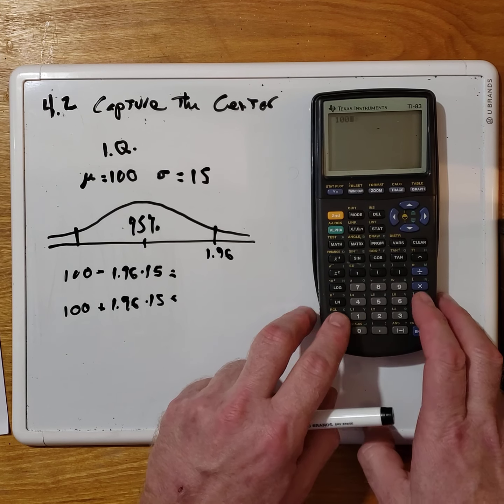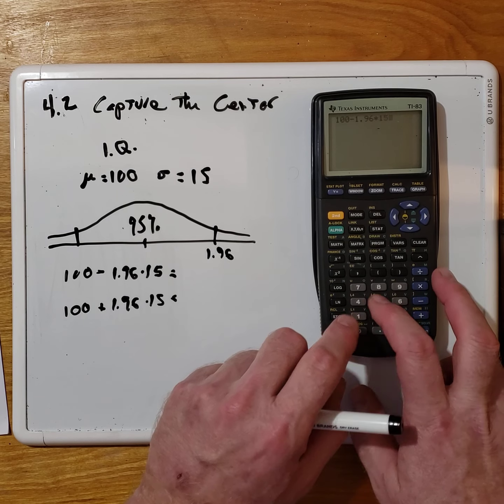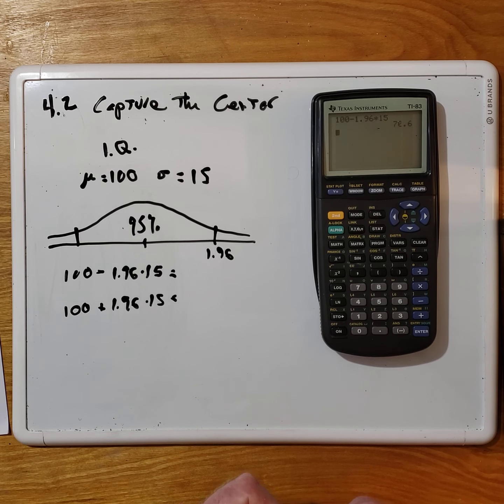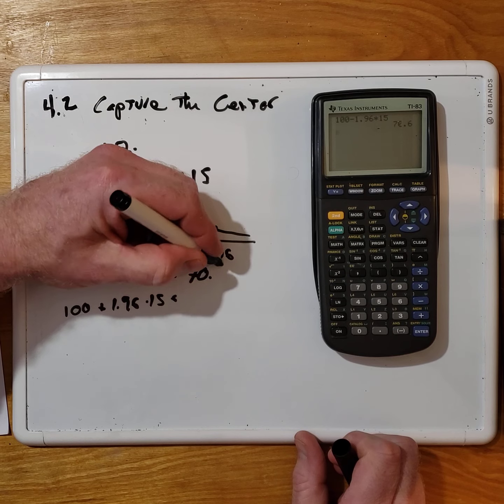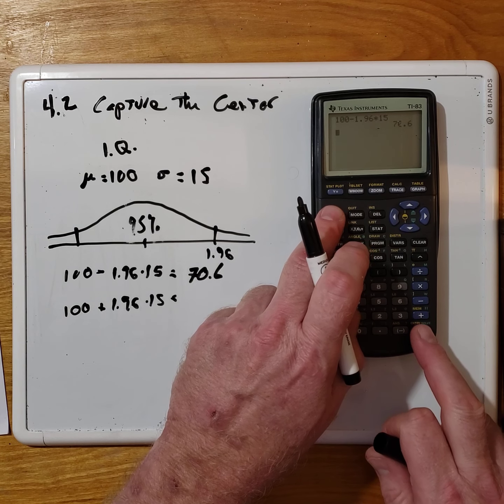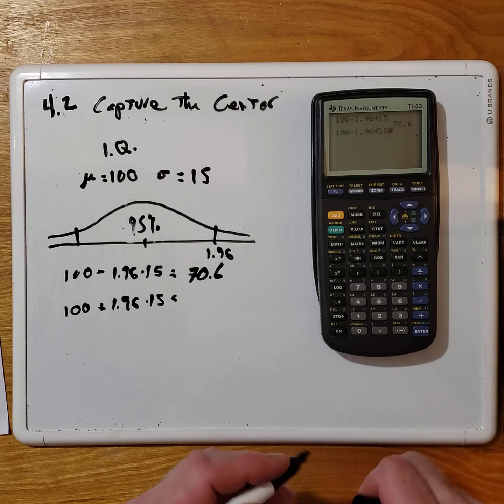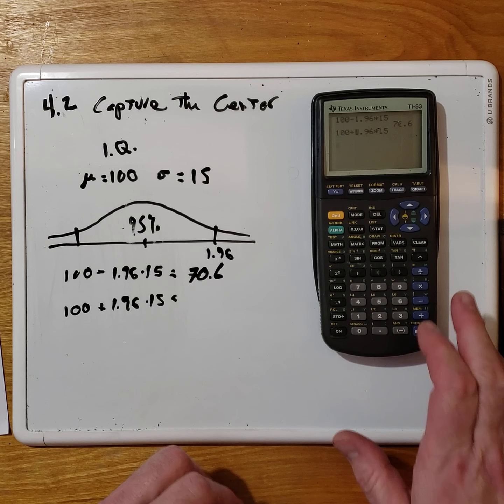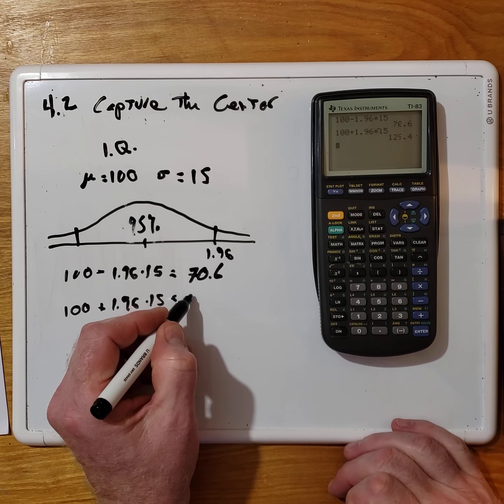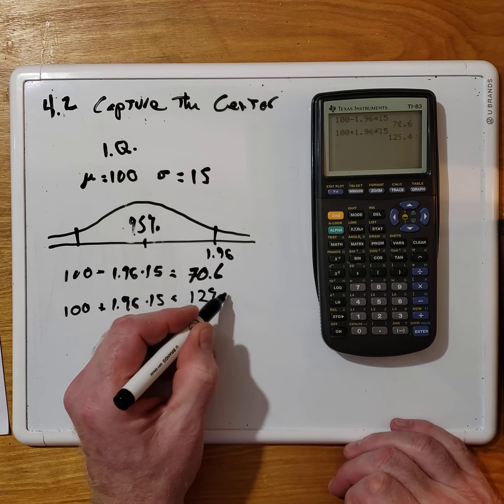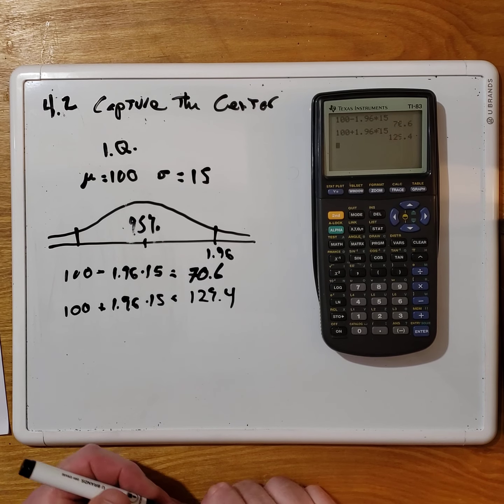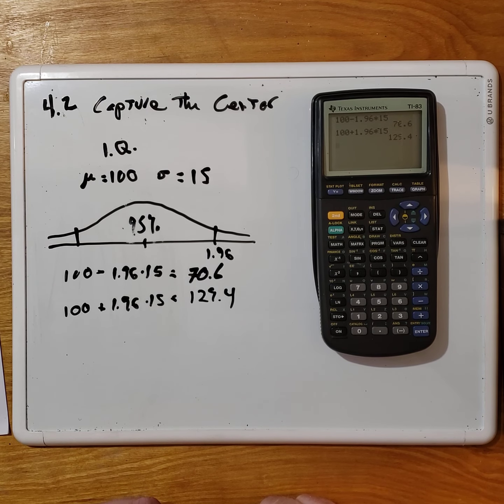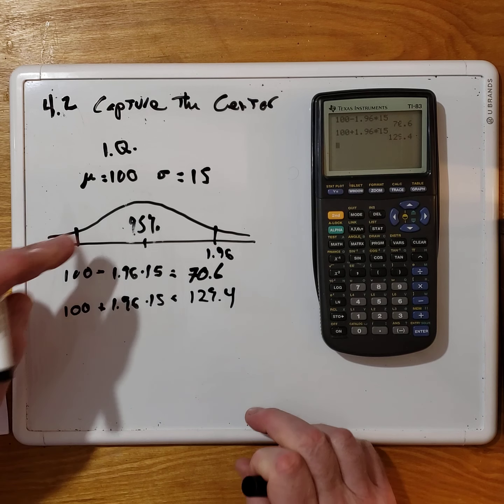100 minus 1.96 times 15, and we get 70.6. And if we go back, remember, if you hit second entry, you get your original calculation back, and you can just change that to a plus instead of having to type all the numbers in again. And we get 129.4. Okay, so 95% of the population have IQs between 70.6 and 129.4.